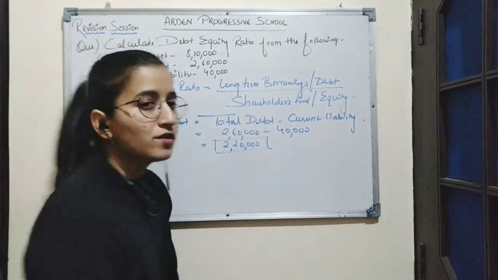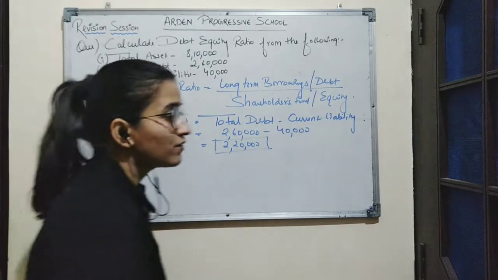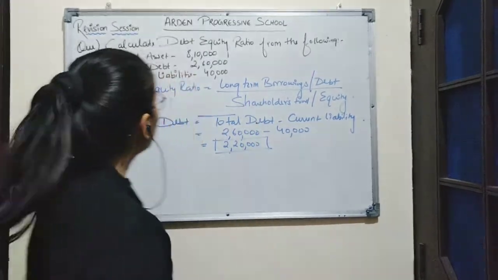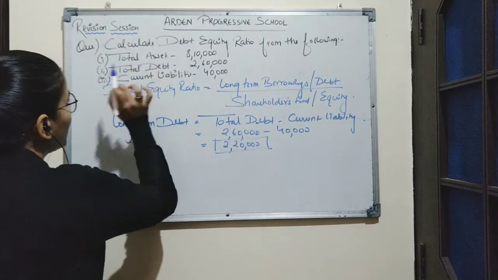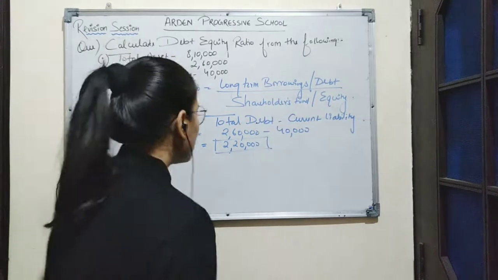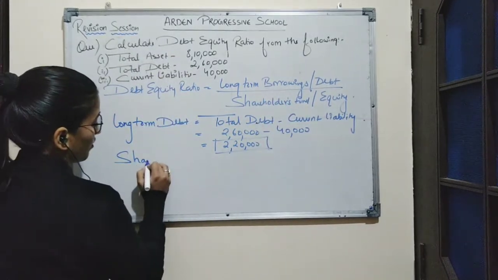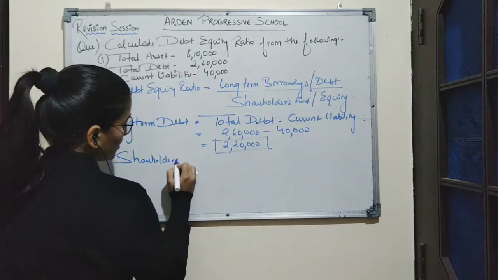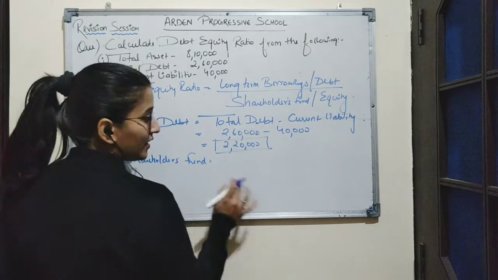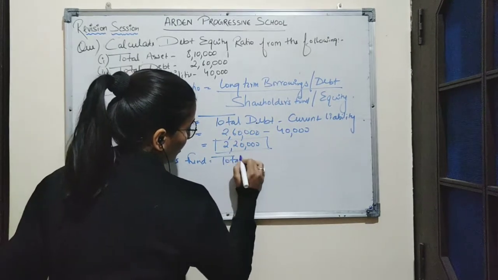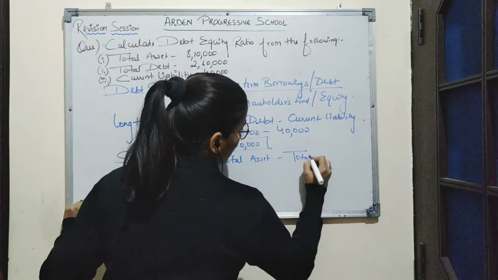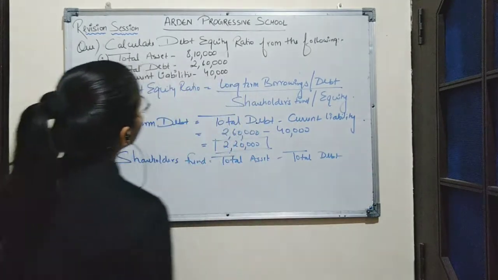Next is shareholders fund. As shareholders fund include reserves and surplus, and reserves and surplus is not given in the question. Amount of total asset and total debt is given. So we will find out the shareholders fund with the alternate formula. Formula for calculating shareholders fund when asset and debt is given is total asset minus total debt.